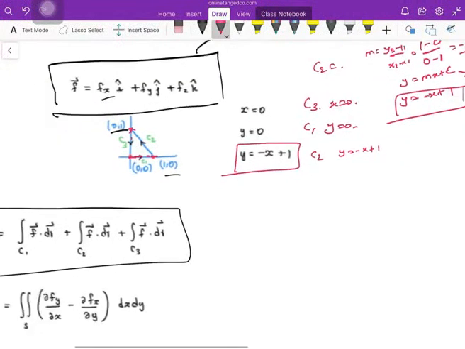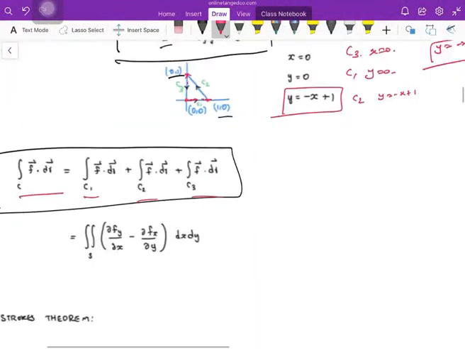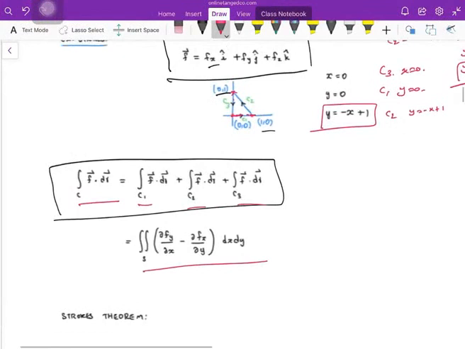Okay, the path of line integral. The entire closed path can be split into C1, C2, C3, as I mentioned to you yesterday. This property was told to you yesterday. This line integral is simply a surface integral of ∂Fy/∂x minus ∂Fx/∂y into dy dx.